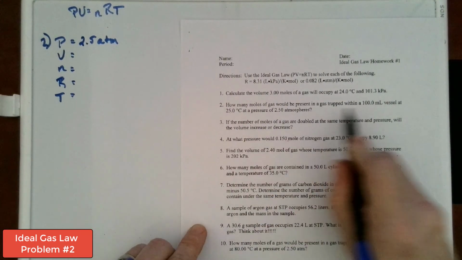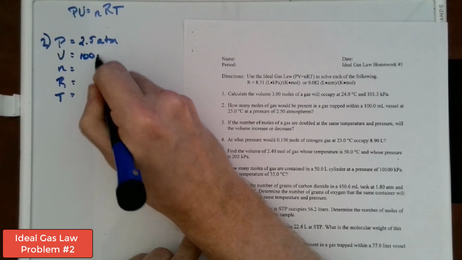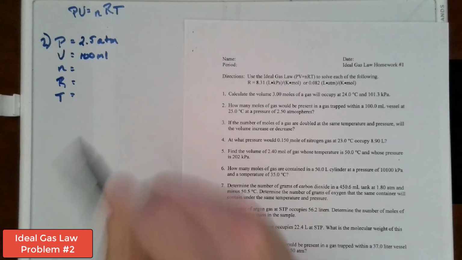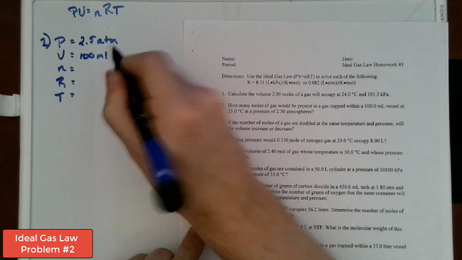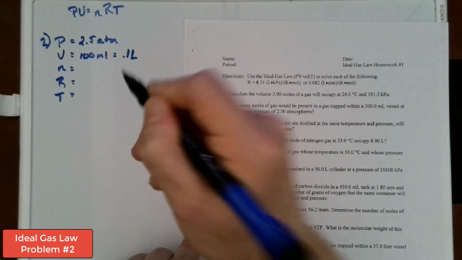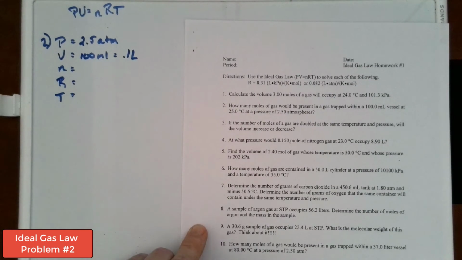Volume, I scan through here, I see 100 milliliters. If I write down 100 milliliters, I must remember that in the ideal gas law, my volume must always be liters. Converting this to liters results in 0.1 liters. Remember, it's 1,000 milliliters to 1 liter, so I would divide this by 1,000.